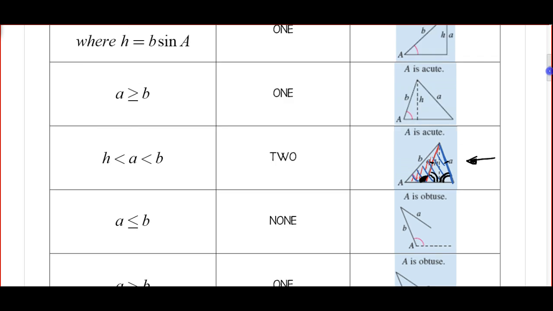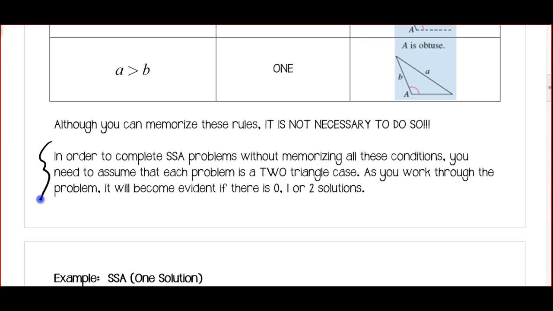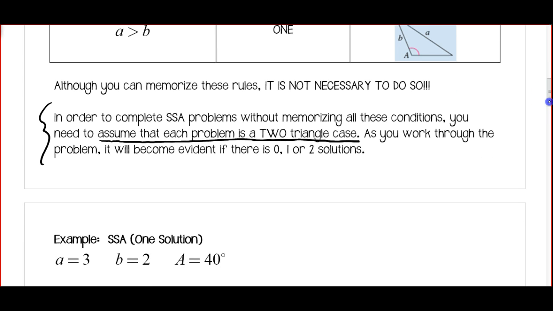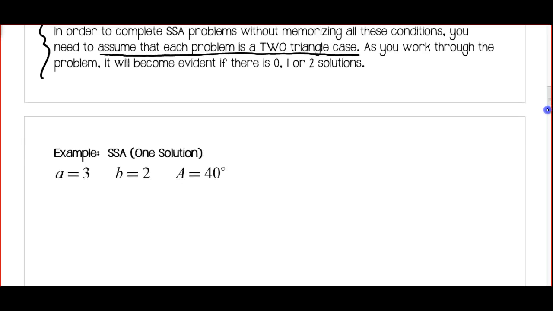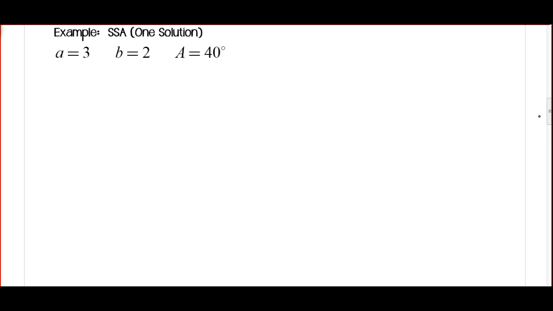So go ahead and look through these as you see fit or want to. Again, in order to complete side-side-angle problems without memorizing all these conditions, what we're going to do is assume that each problem is a two triangle case. And if it's not, as you work through the problem, you'll see whether it's one, two, or no solutions. So for the examples that we have, I've listed how many triangles they are, but you normally won't know. And I think it's always a good idea to just draw a sketch of a picture.